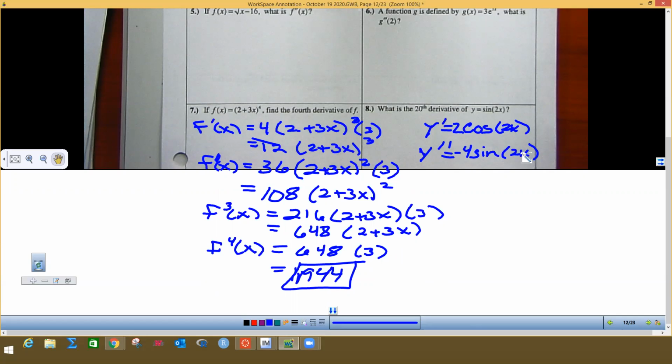Okay, so we're going to do the third derivative. Again, I have the negative 4, and the derivative of sine is cosine, and then of 2x again, and then I take the 2 times the negative 4, which gives me a negative 8 out front.